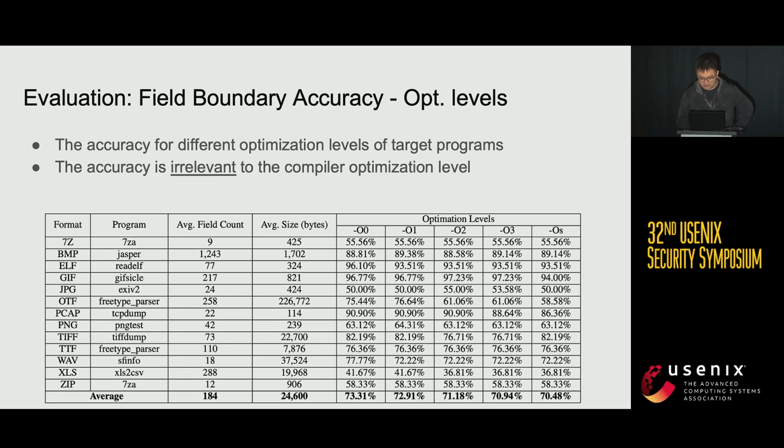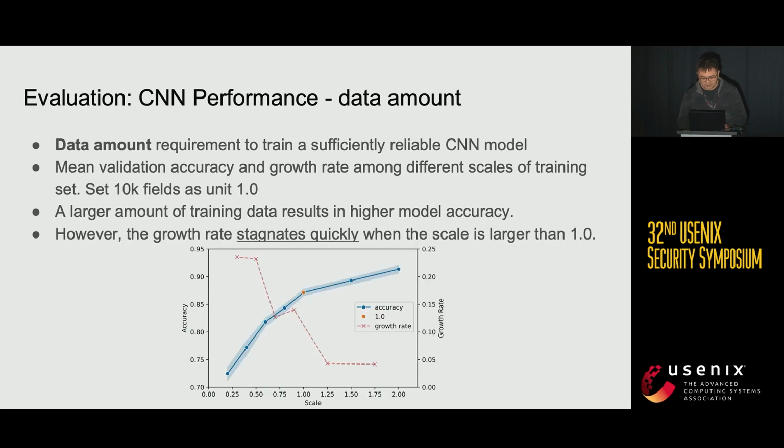From the field boundary accuracy result under different optimization levels, we conclude that the accuracy is irrelevant to the optimization level. And for the CNN performance, first we investigate how much data is required to train a reliable enough model. We take 10K fields as unit 1. From the figure, we can see a larger amount of training data results in higher model accuracy. However, the growth rate stagnates quickly when the scale is larger than unit 1. So we use 10K fields in the following experiments.